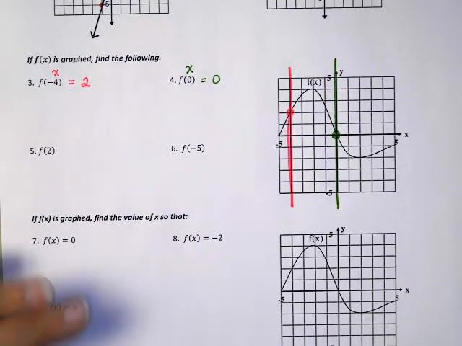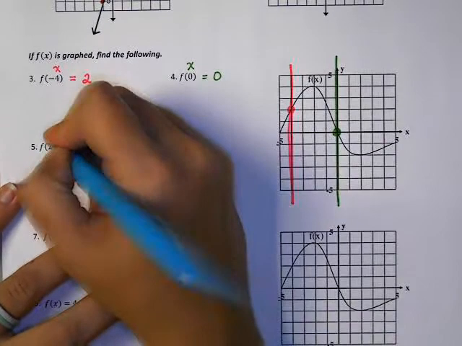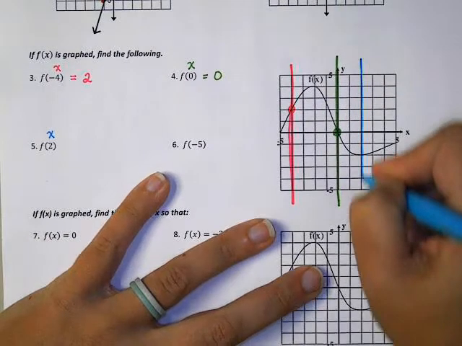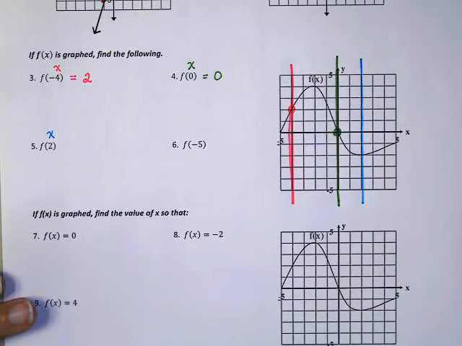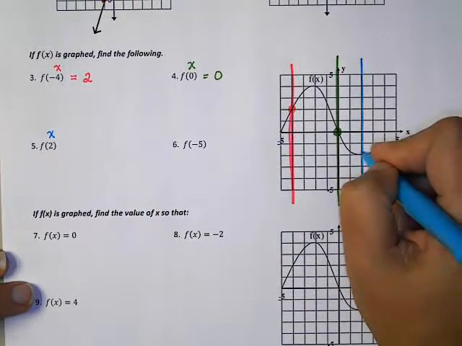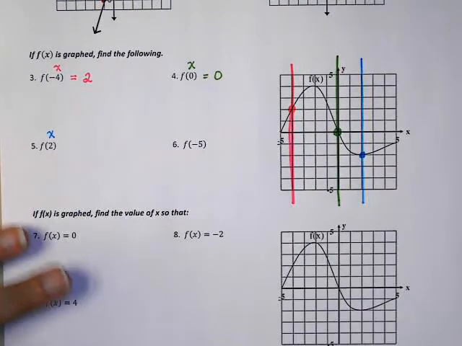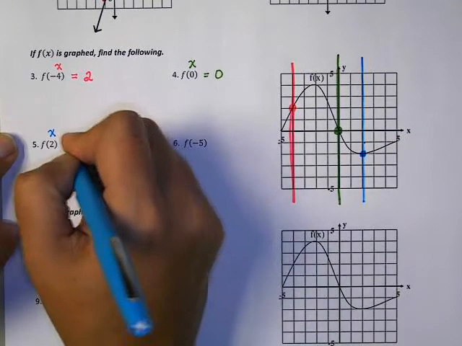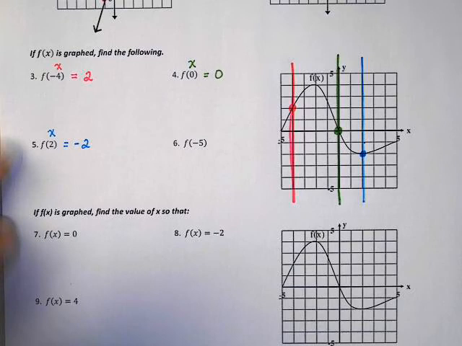For f of 2, I'm looking for an x value of 2, which means I took 2 steps into the elevator, so I'm on this line. The point on the graph that's on that line would be right here, which is down 2 floors. So my answer would be negative 2.